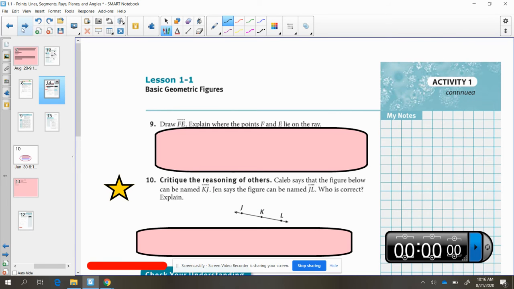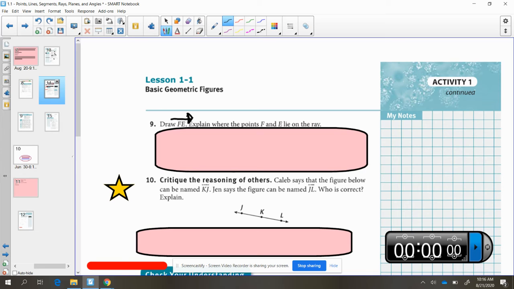Next one. Okay, draw FE and explain what it's going to look like on that ray. So notice this is ray FE. Again, not very clear on my notes, so hopefully it looks better in your book. But ray FE, draw it. What does it have to look like?